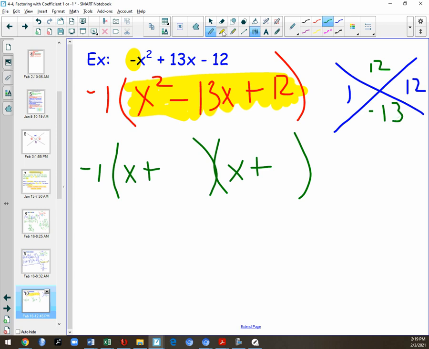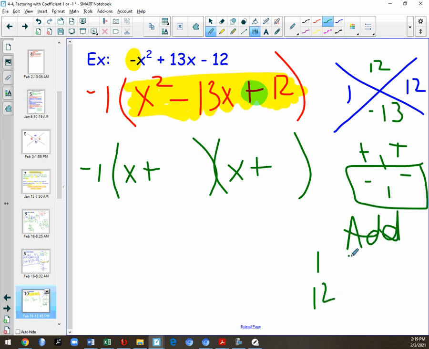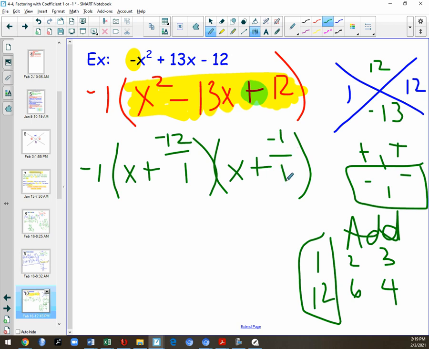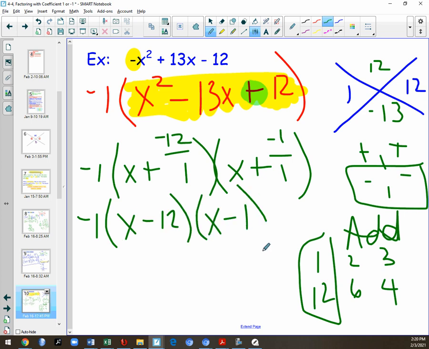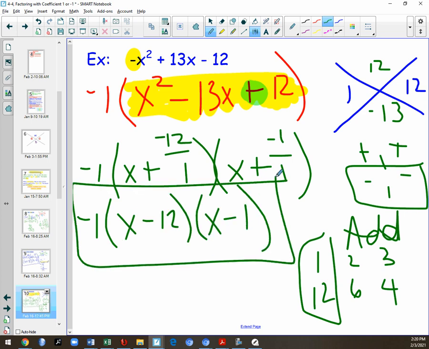Now I have to have a positive 12. That means my signs are either plus plus or minus minus. Because I need it to be negative, I have to use minus minus, and I have to add. So 12 and 1, 2 and 6, 3 and 4. I'm going to use negative 12 over 1, and I'm going to use negative 1 over 1, because I need to have a negative 13. So this is negative 1 parenthesis, x minus 12, and then x minus 1. Okay.